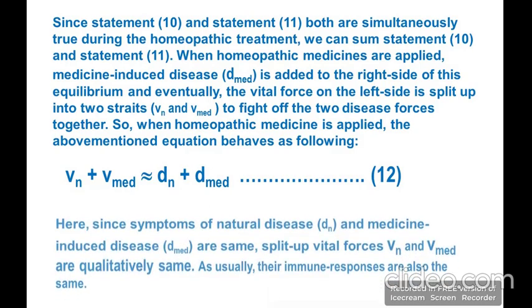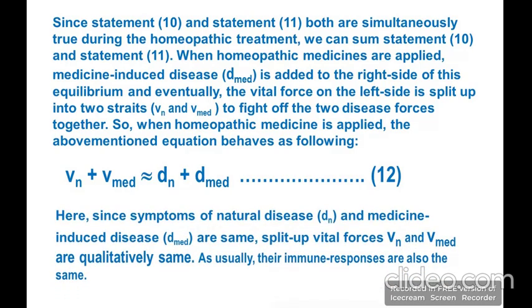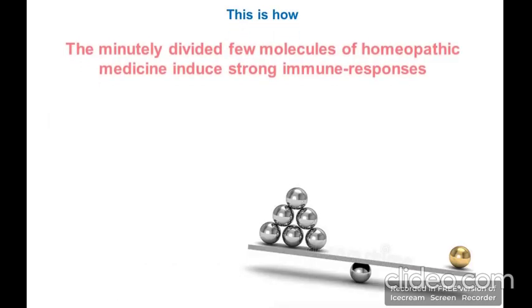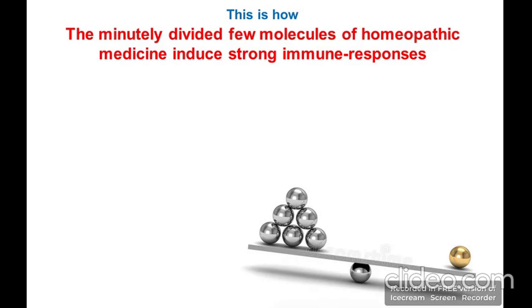Here, since the symptoms of natural disease, Dn, and medicine-induced disease, Dmed, are the same, the split-up vital forces Vn and Vmed are qualitatively the same. As usual, their immune responses are also the same. This is how the minutely divided few molecules of homeopathic medicine induce strong immune responses.